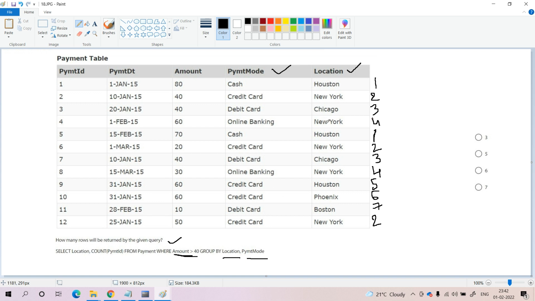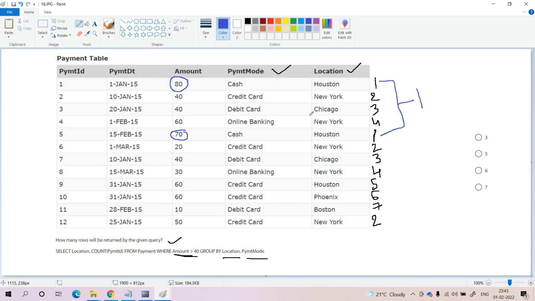Now as per the given groups, try to check the amount which is greater than 40. In the first group, let me take different colors. The first group amount is 80, and here also it comes under the first group. The amount is greater than 40, so we can consider it as one record. So the first group we can take as one record. So one row will be retrieved.